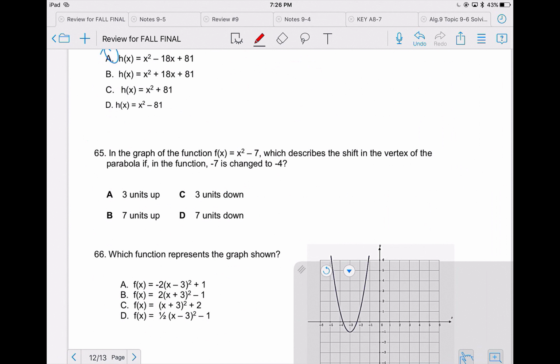65 says the graph of the function f of x equals x squared minus 7, which describes the shift in the vertex if -7 is changed to -4. So the only thing happening here is that we're changing the y-intercept, meaning it's going to shift up 3 units.